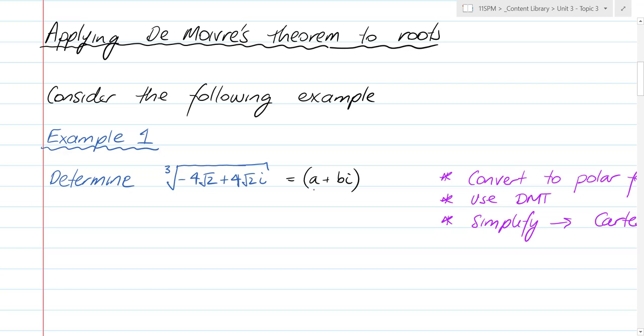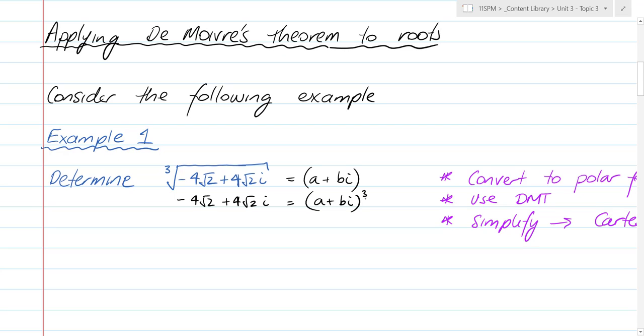And then said something like negative 4 root 2 plus 4 root 2 i is equal to a plus bi cubed. And then cube this out, and then equate your real component and your imaginary component, solve those simultaneous equations. For a cubic, it gets pretty out of hand pretty quickly, and it's quite hard to solve.